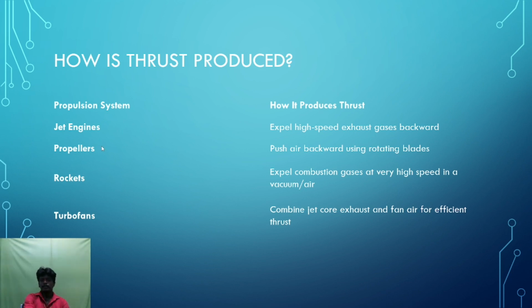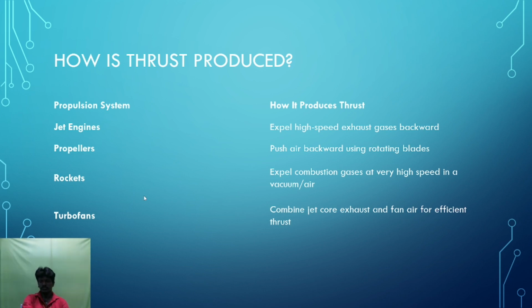Then propellers push the air backward using rotating blades. It depends upon the count of blades, their size and their airfoil shape. Then the third one is the rocket. Rockets expel combustion gases at very high speed in a vacuum or air.